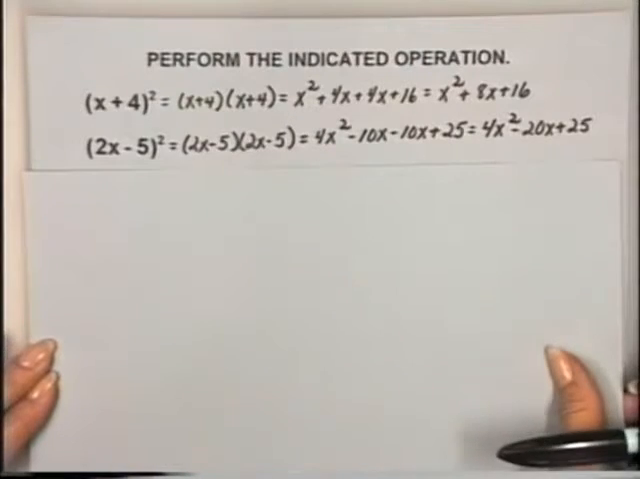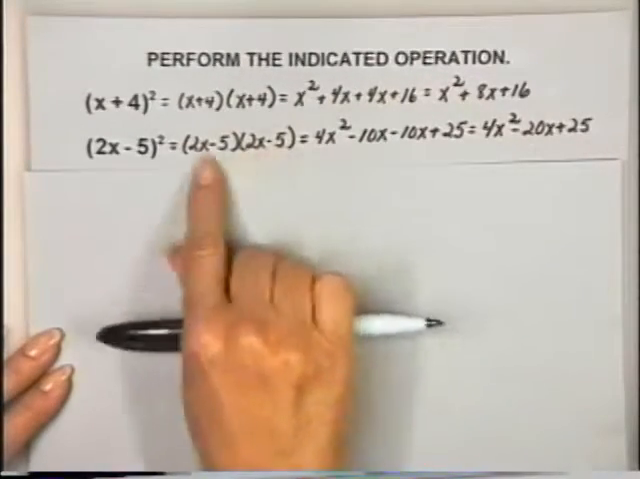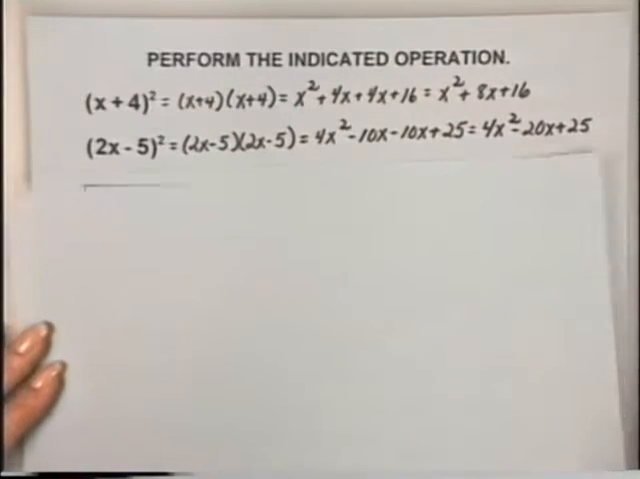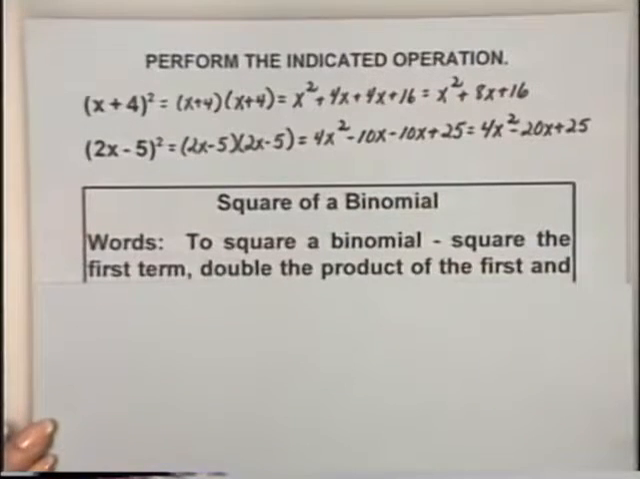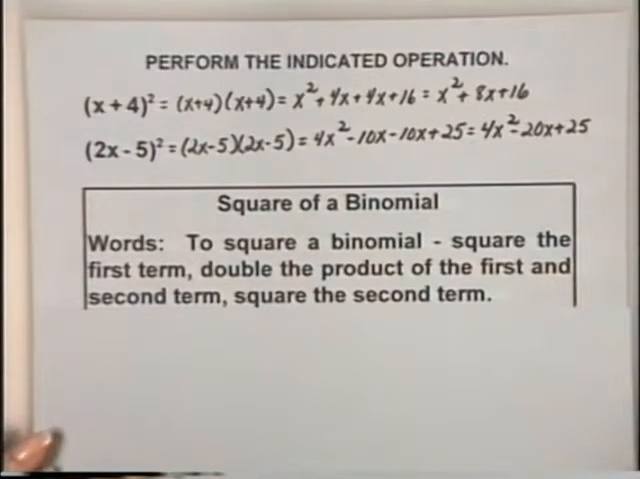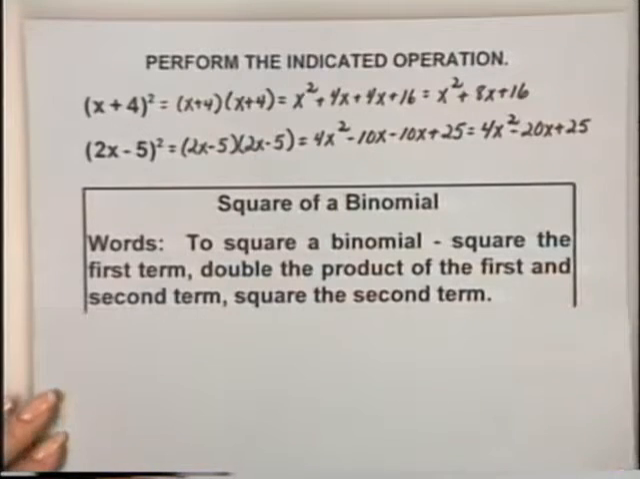Now, let's talk about the shortcuts. What if I did not want to FOIL this out? In words, to square a binomial, I could square the first term. I could double the product of the first and second term. I could multiply the first and second term and then multiply that by 2. That's what we do when we double. And last, I could square the second term.